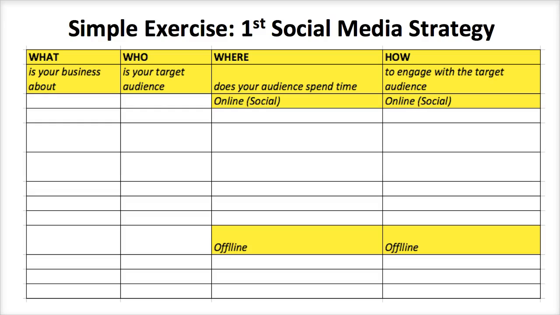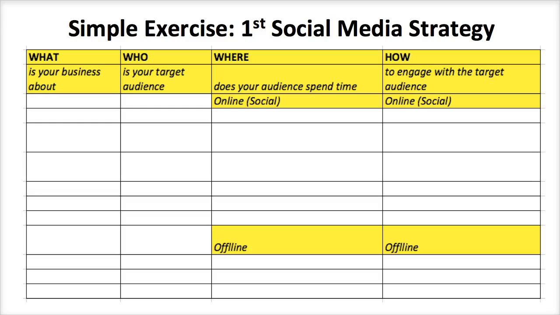Now let's go ahead and do a simple exercise to create your first social media strategy. On an Excel sheet or a Google sheet, write down these 4 columns: the what, the who, the where, and the how. In the first column, the what, write down 4 to 7 bullet points on what your business is about.